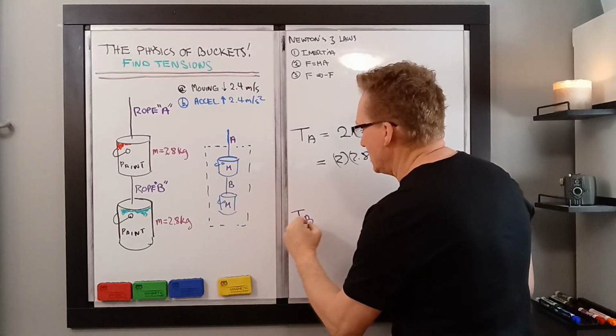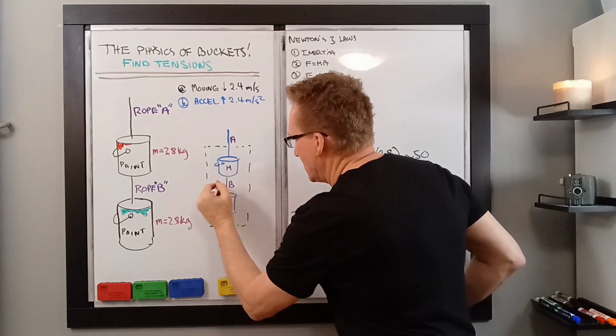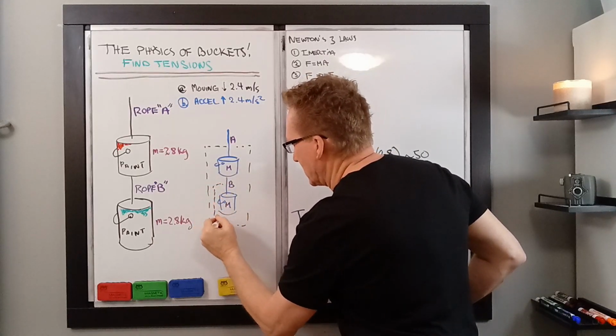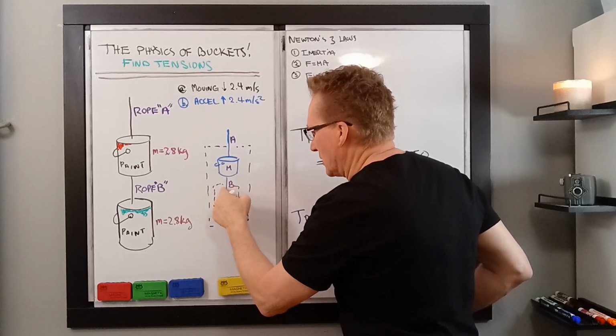So for the tension in rope B, that's in this cord here, we wouldn't draw a dotted line around the entire thing. We would just draw a dotted line around this thing right here. And we would say, what are the external forces acting on this?